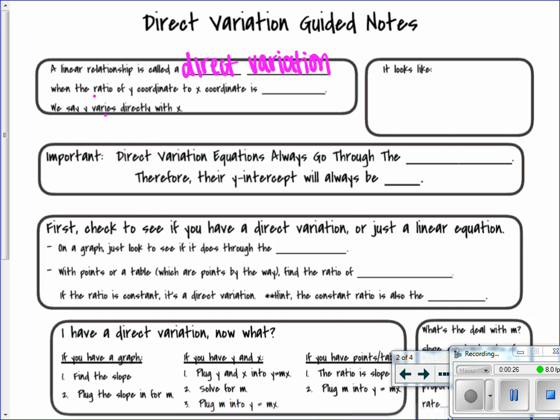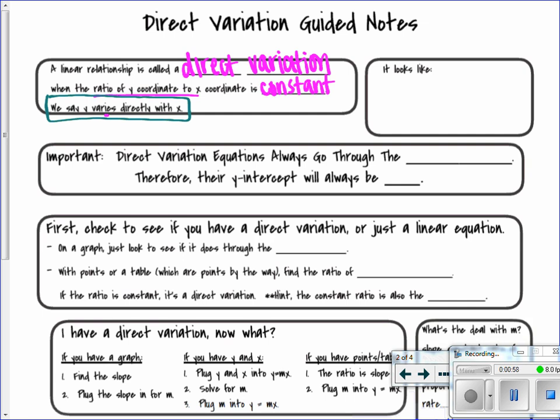when the ratio of the y-coordinate to the x-coordinate is constant. Okay, and then a phrase that we're going to hear a lot of is "y varies directly with x." That is going to be in a lot of our problems. We'll see it later on in class. But for direct variation, you guys have done it before. Maybe you just haven't heard that it was called direct variation.